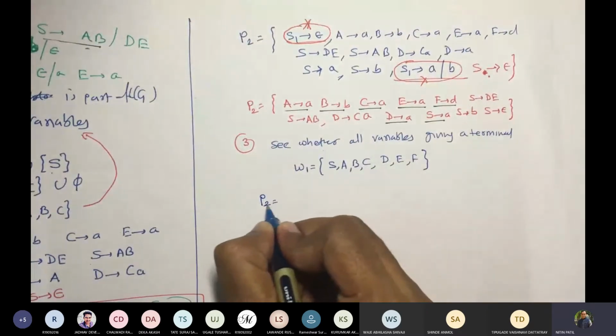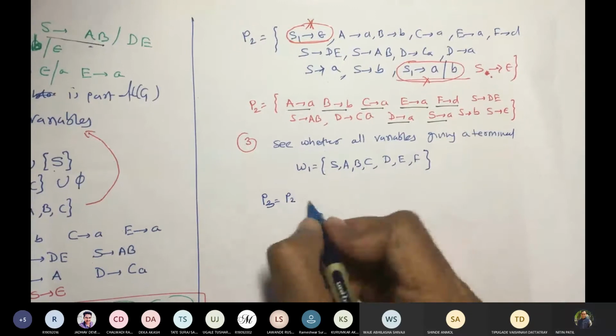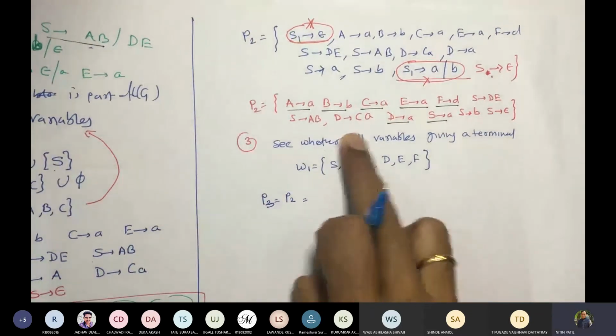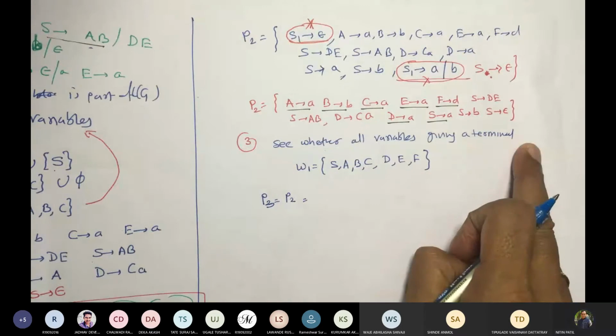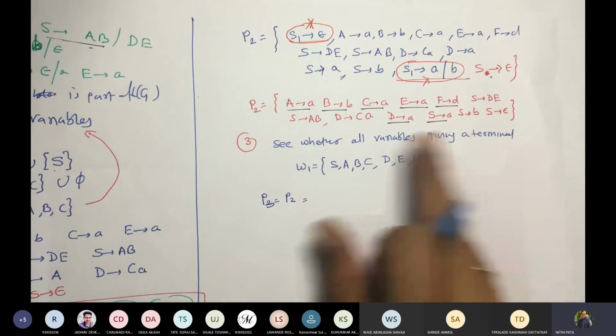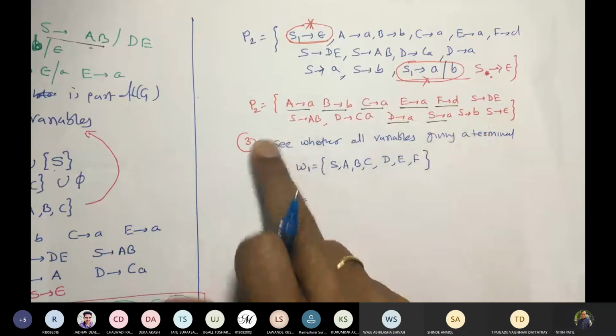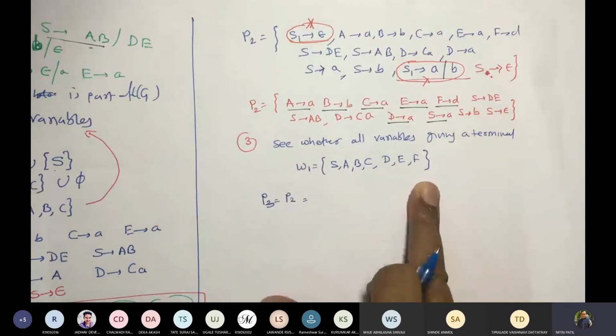So P3 would be P2, which is the same. Why? Because every variable is giving you a terminal. Is it giving you a terminal? Yes. See any variable missing here? No. All of them are giving you a terminal.